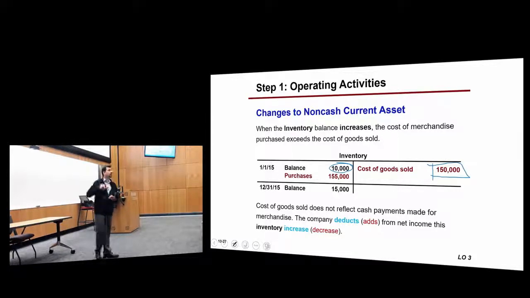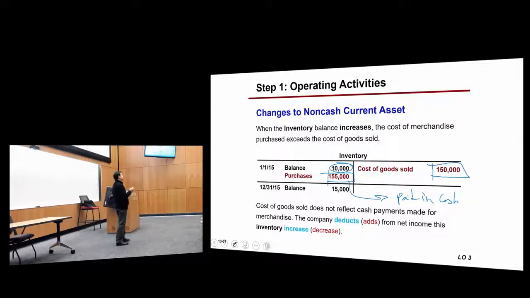How much did the company actually pay in cash? The company actually paid $155,000. Those are the ones that were actually paid in cash, not the cost of goods sold. The cost of goods sold is the expense that is recognized. The purchases are the amount the company actually paid in cash during that year.